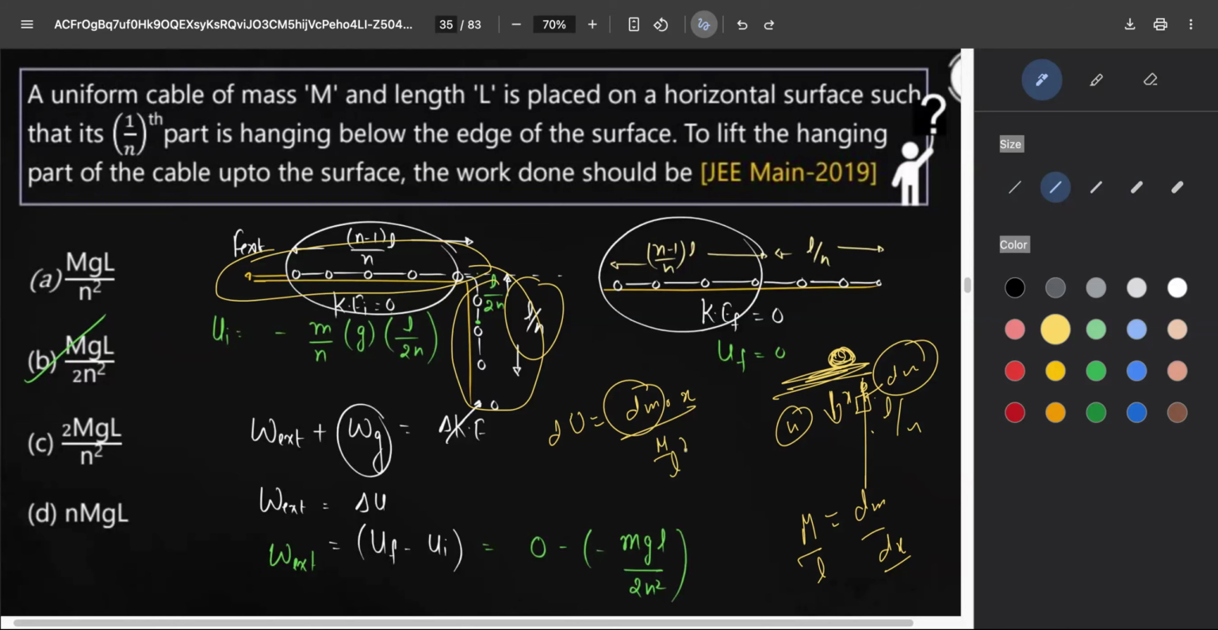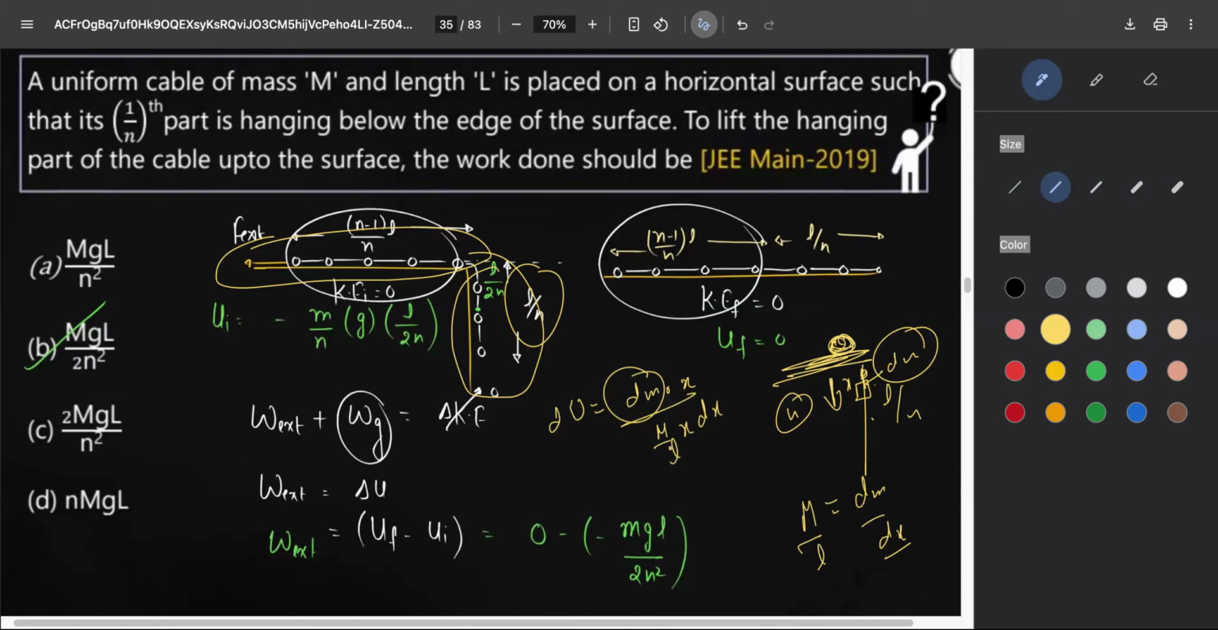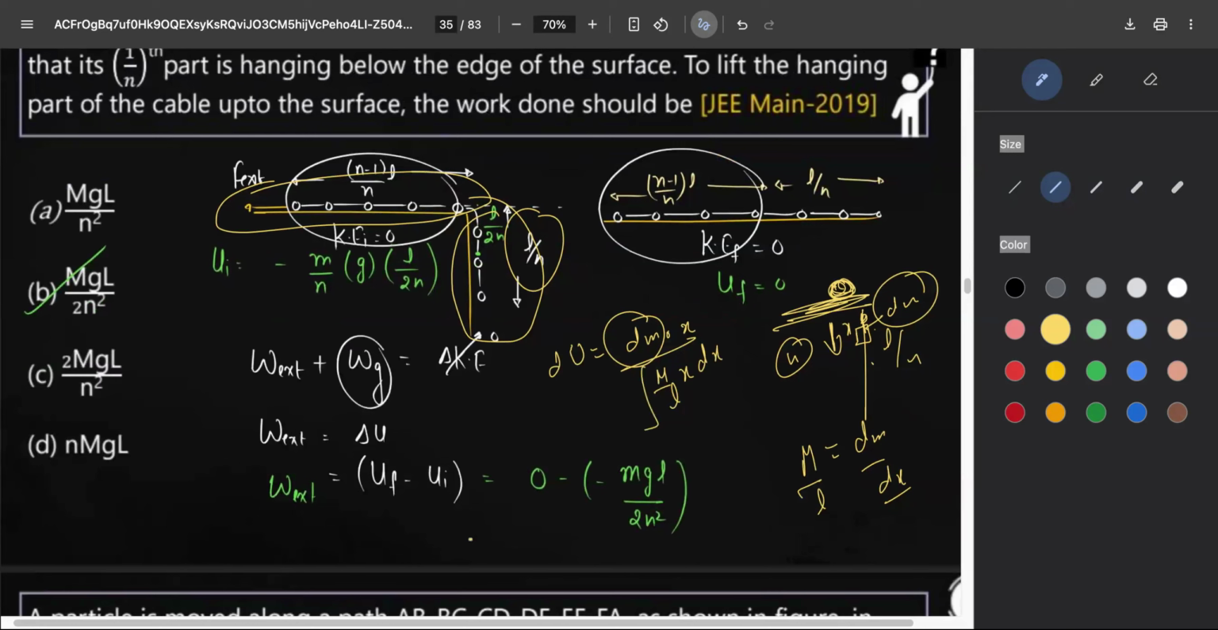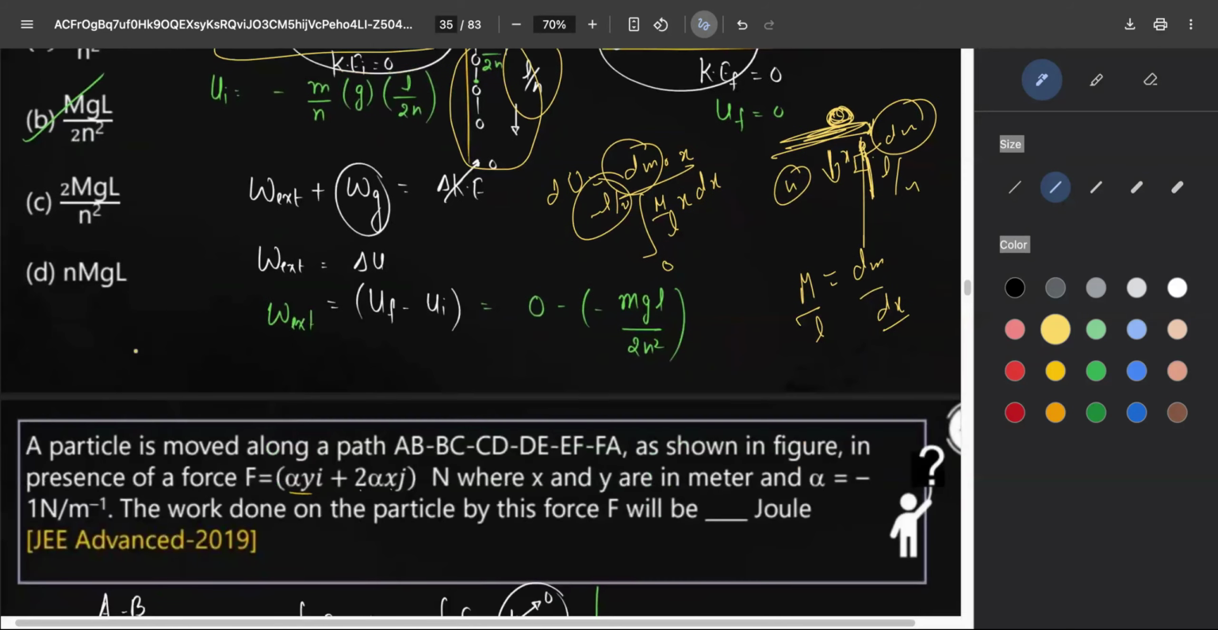Oh, sorry, x is also there, dx. Okay, this is what you are going to integrate. So when you integrate it, from where to where do you have to integrate? From zero, just zero length, to minus L by n. This length is L by n, right? So negative L by n. If you do this, what are you going to get?